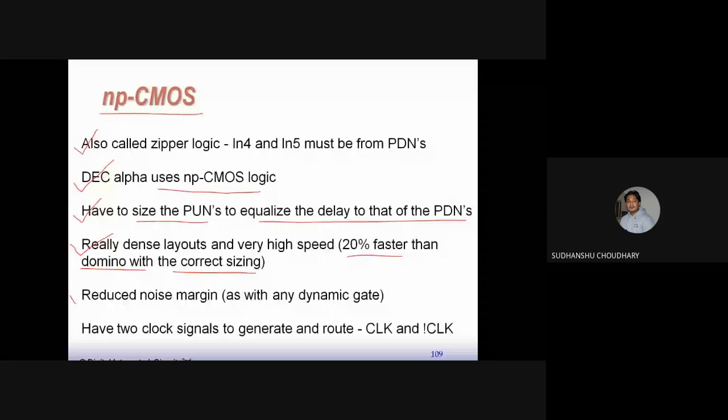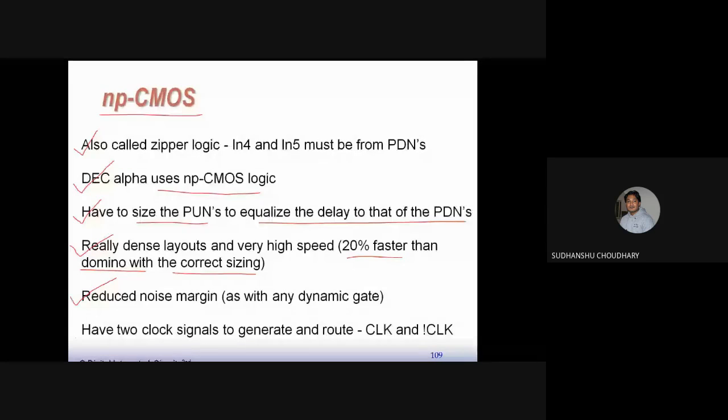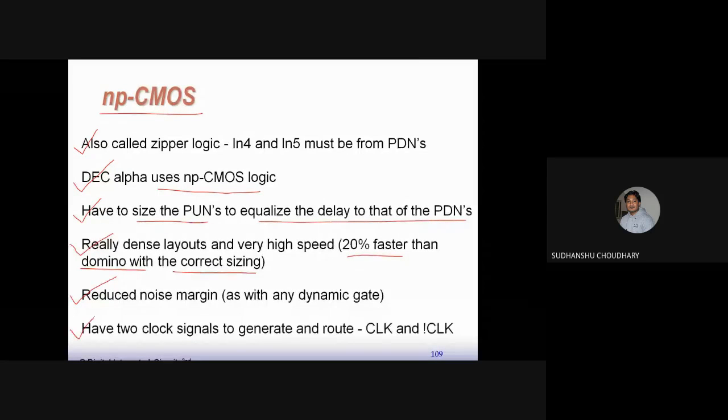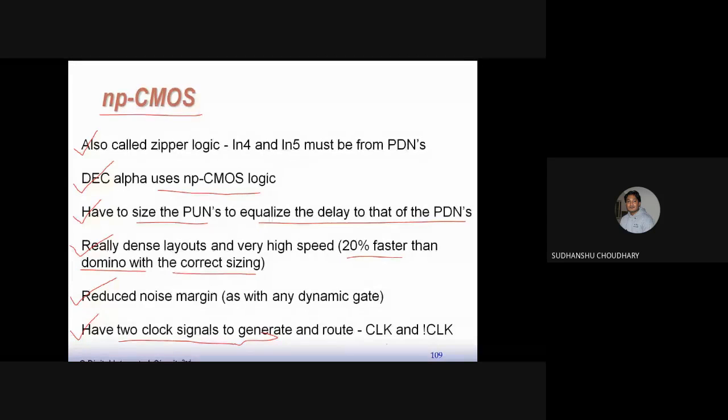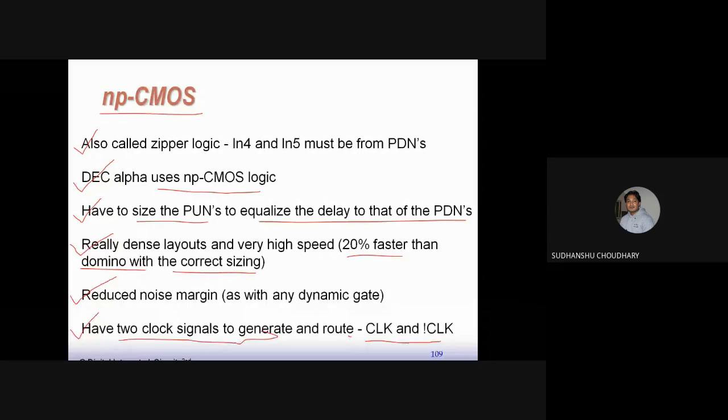And this will offer you reduced noise margin. Reduced noise margin was seen with any dynamic gate. You will see that VOL cannot be 0. So dynamic gates have this problem of reduced noise margin. And the other important thing you will notice here is that it has two clock signals, that is, clock and clock bar. So that is one of the bottlenecks here.